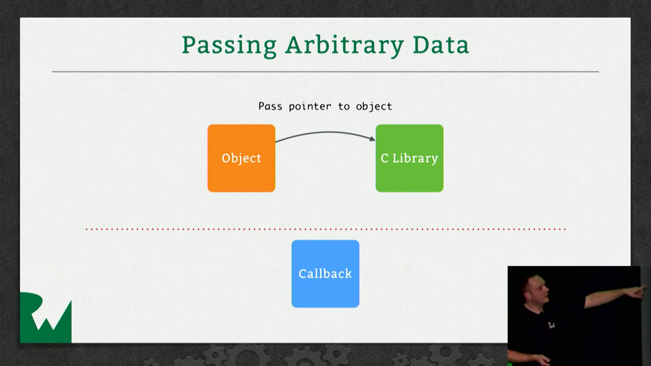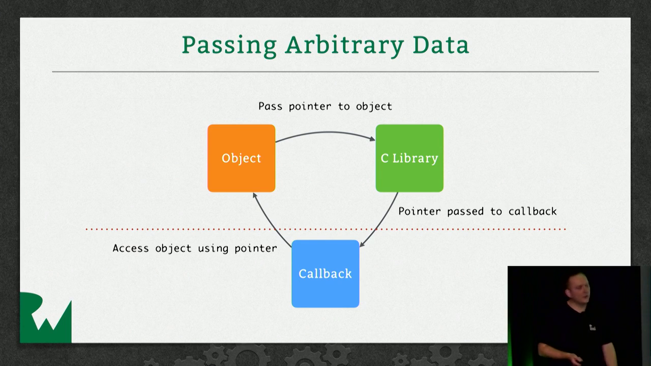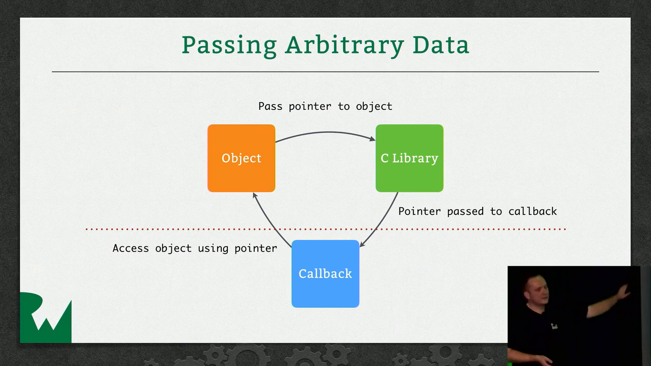So we pass that pointer to our object into the C library when we're registering our callback. It holds onto it. When it calls our callback, it passes the pointer into the callback. We can then dereference that pointer and access the properties and methods on our original object. So that's the way that we get around those restrictions that are enforced by that calling convention.